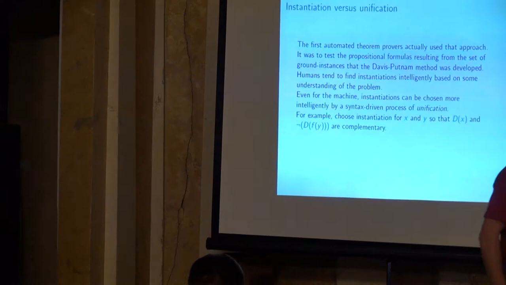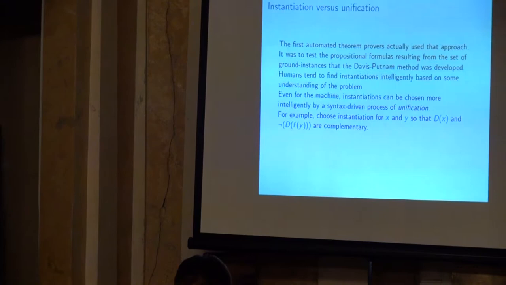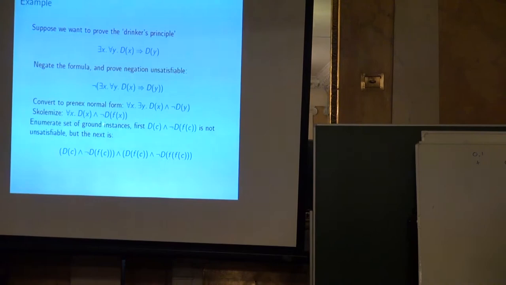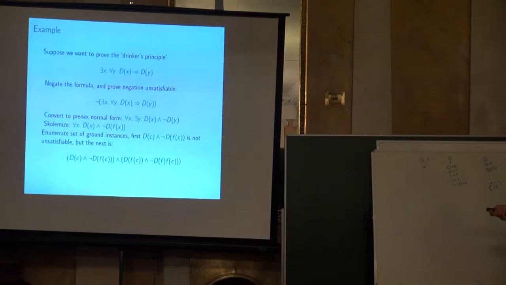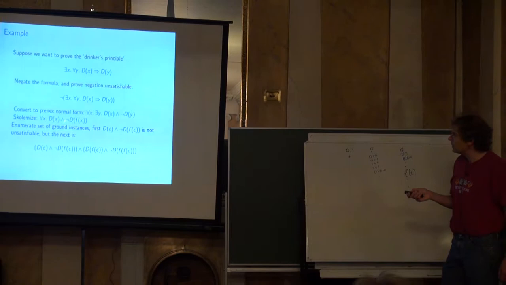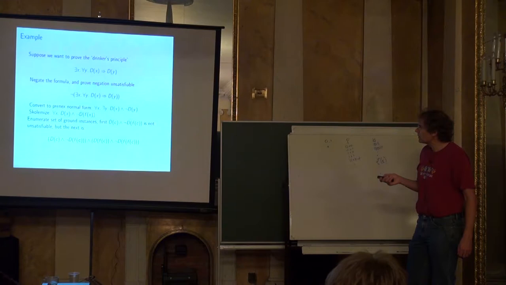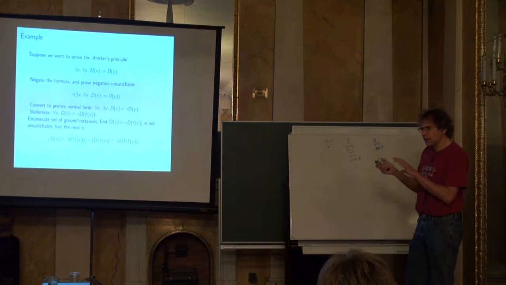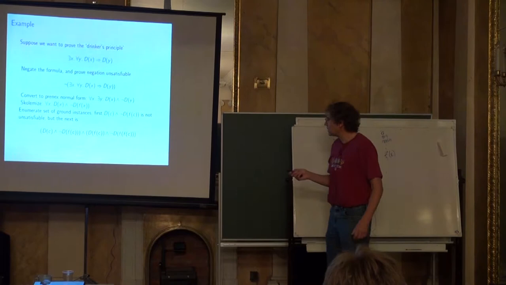So, if we go back to here, it's kind of obvious that if we want to get a contradiction out of these ground instances, then we need somehow to choose two different instantiations so that the term that replaces x in this formula corresponds to the term that replaces fx in another ground instance. So in other words, you can do a kind of syntactic analysis to figure out what kind of ground instances you ought to be using. And this is basically the idea of unification.